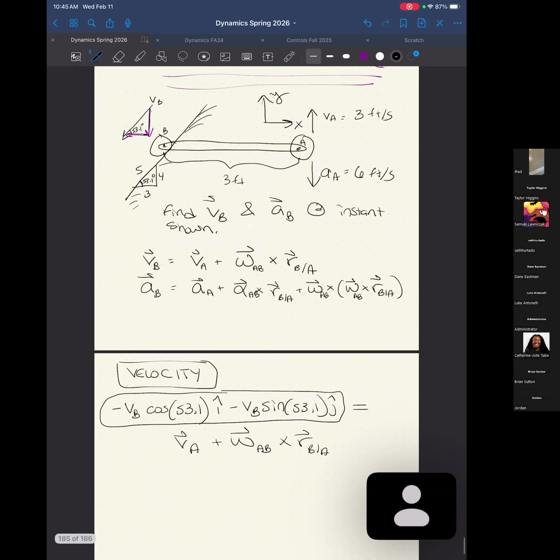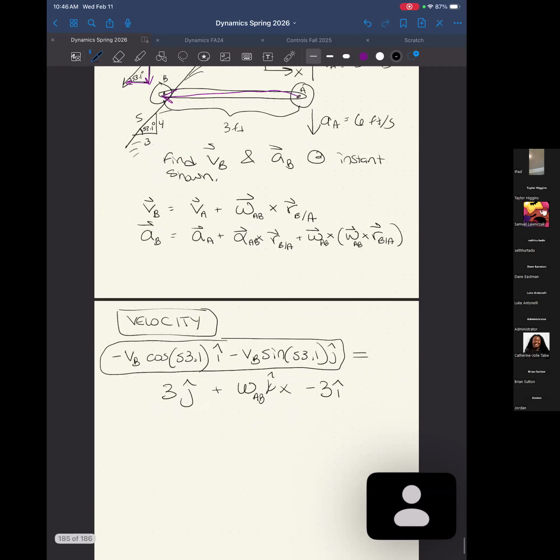So then V_A is given to me. That's purely up 3 j hat. I don't know omega, but this is a 2D problem, so I know it either has to be positive k hat or negative k hat. So I'll just assume one direction, and if I get a negative, that's what it means. And then r_B/A is the vector going from A to B. So this looks to me like minus 3 i hat.